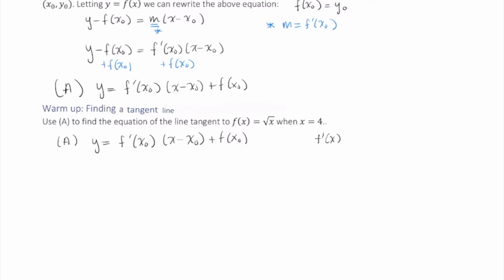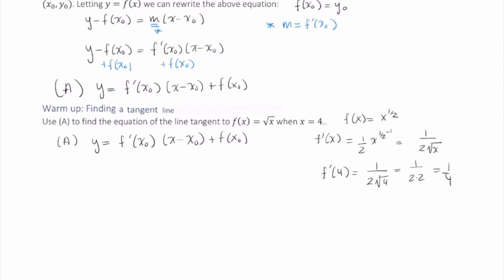Well, if you'll recall, we can rewrite f of x as x to the 1/2 power. So then when finding the derivative, let's use the power rule to get 1/2 times x to the 1/2 minus 1 power, which is going to be 1 over 2 root x. Now f prime of 4 is equal to 1 over 2 times root 4, which is 1 over 2 times 2, or 1/4.